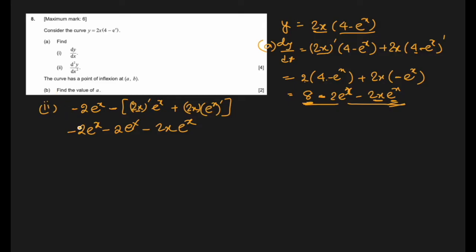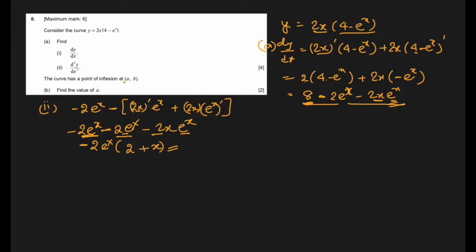This is okay. We can take something common here. So let's take minus 2e^x common. So this is 1, this is plus 1, right? Both are negative, so we have taken negative common. So 1 plus 1, 2. This minus 2e^x is out, so plus x. This is the second derivative.